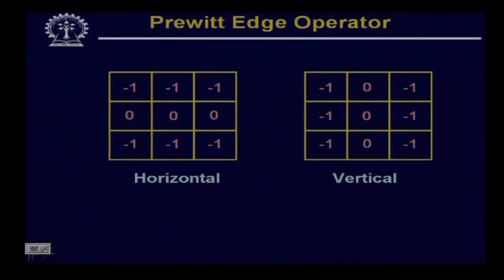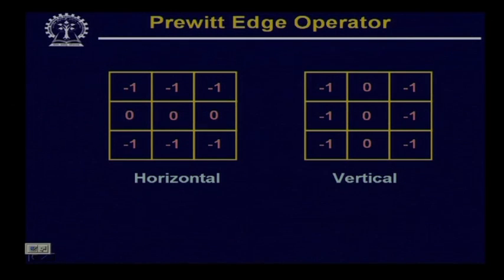The first one that we are showing is called the Prewitt edge operator. In the case of the Prewitt edge operator, we have two masks. One mask identifies the horizontal edges and the other mask identifies the vertical edges. The mask which finds the horizontal edges is equivalent to having the gradient in the vertical direction, and the mask which computes the vertical edges is equivalent to taking the gradient in the horizontal direction.